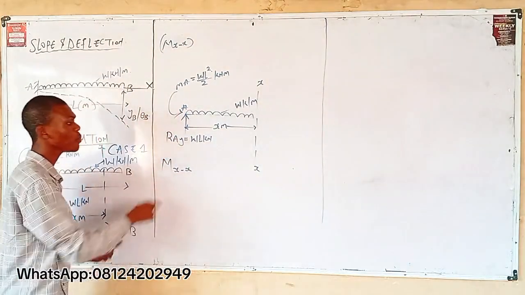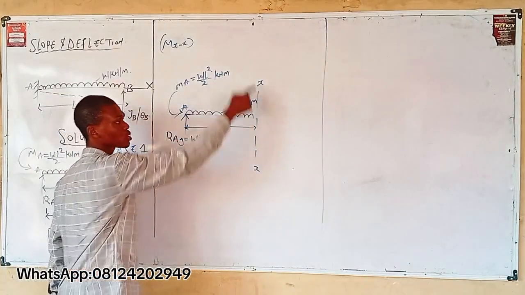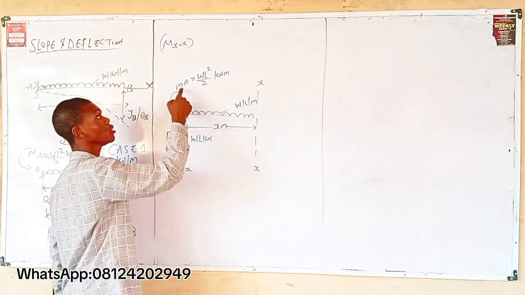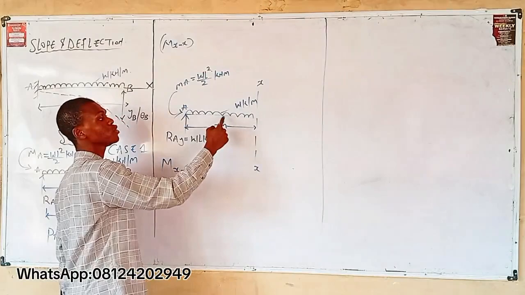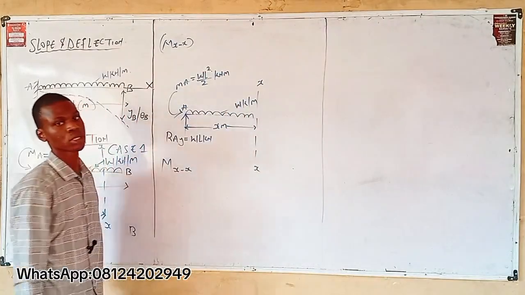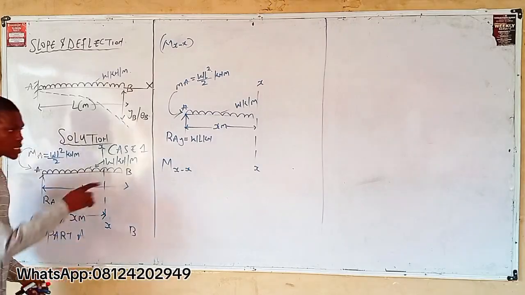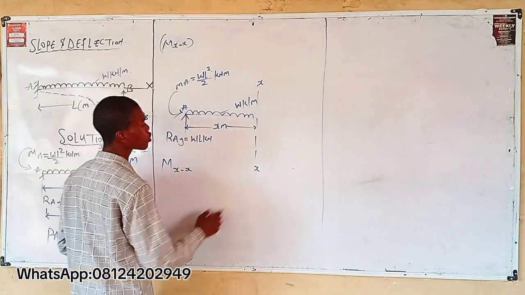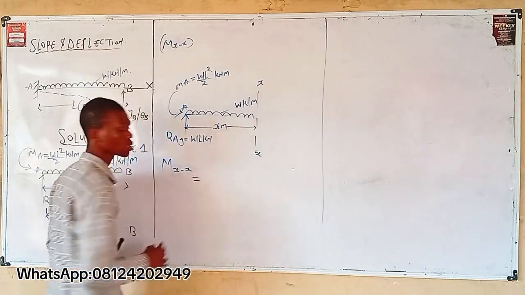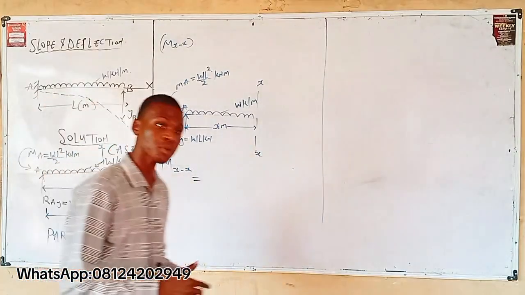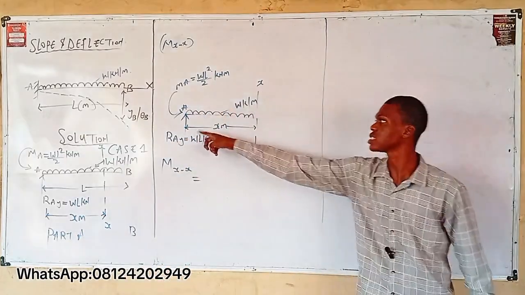MXX. What MXX means is that you are taking the moment of RAY to this part you've sectioned, you are taking the moment of MA to this part you've sectioned, and you are taking the moment of this UDL to this part you've sectioned. And that was what I was explaining. You get? Now let's take the moment. So the moment becomes what? I believe you know what moment means. Moment is force times distance. So let's take moment of these guys.